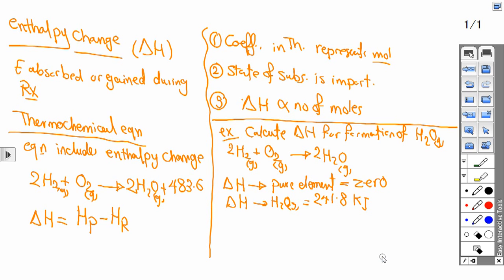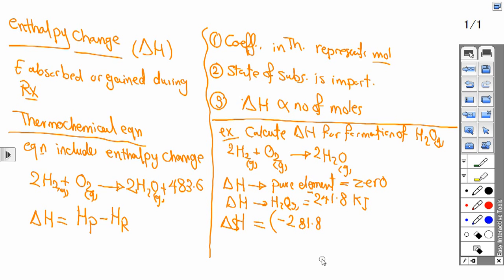So this is the delta H of the reactant, and this is delta H of what? Of the product. Delta H of water is equal to negative this number. How can we calculate delta H? Delta H equals H of the product, which is 281.8. This is for how many moles of water?